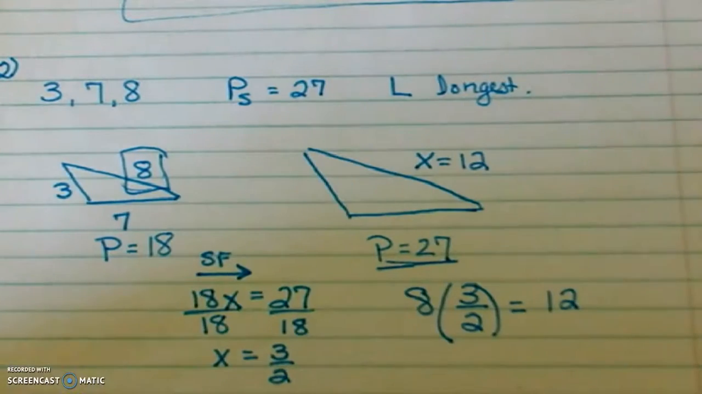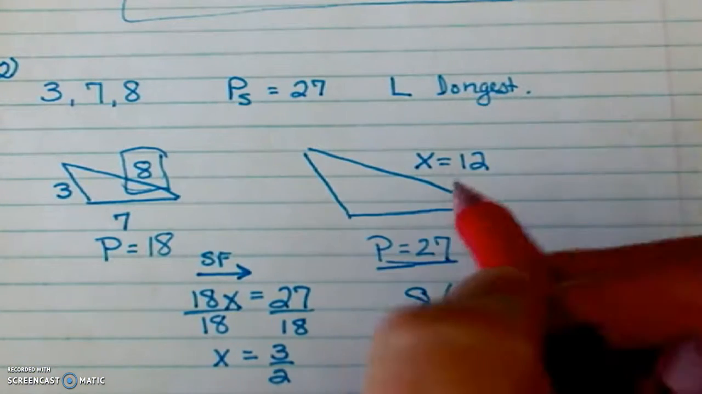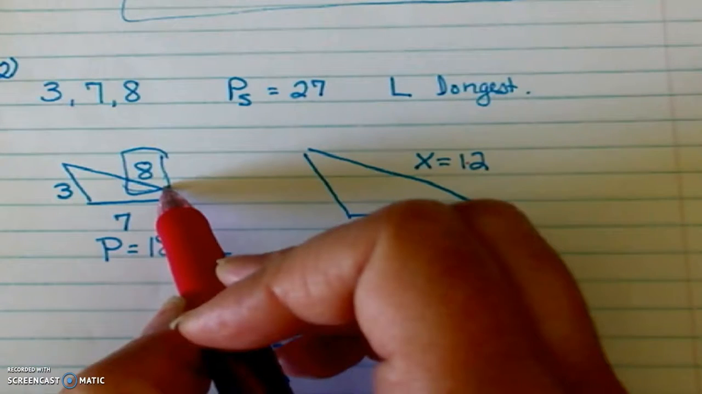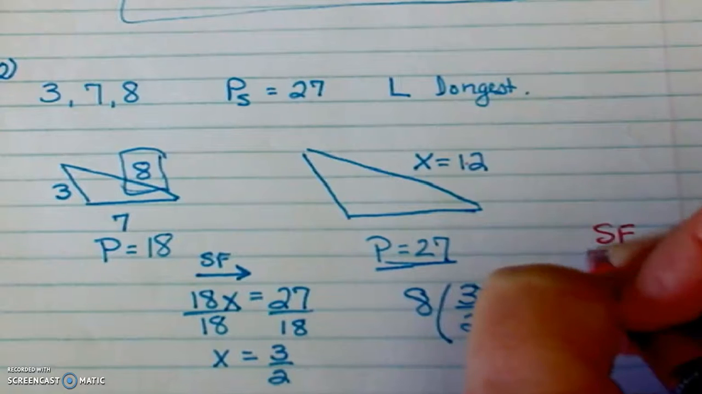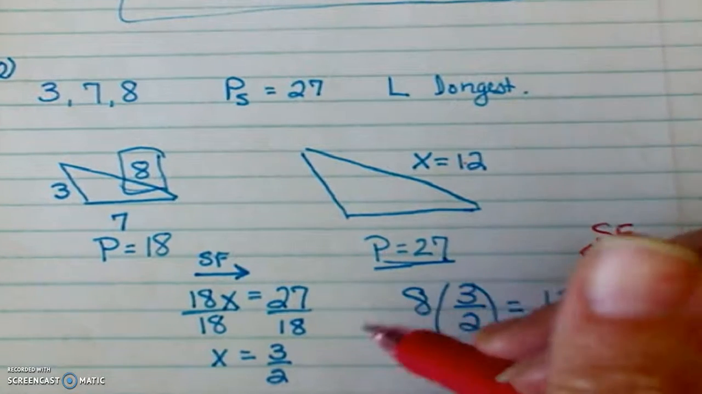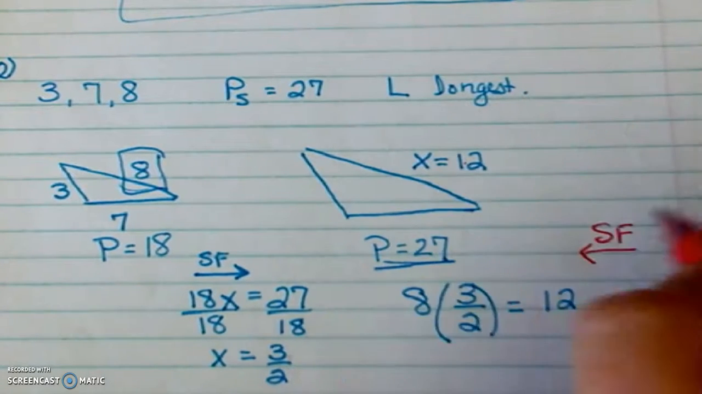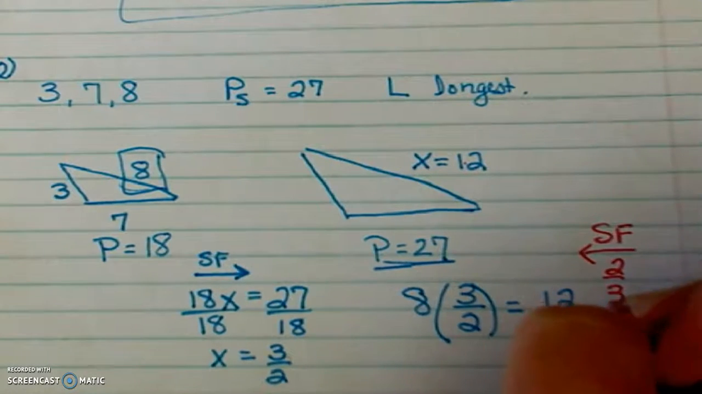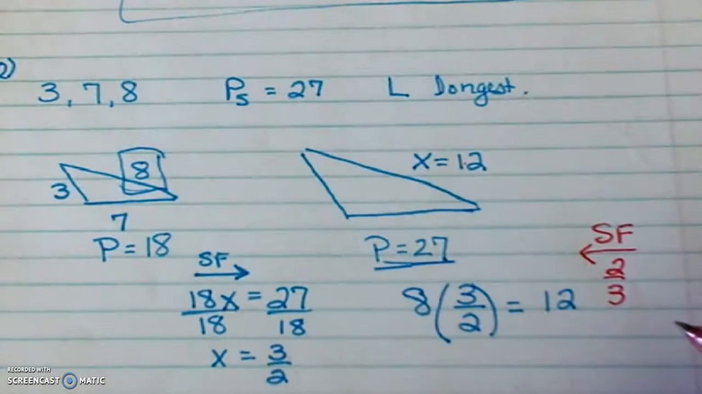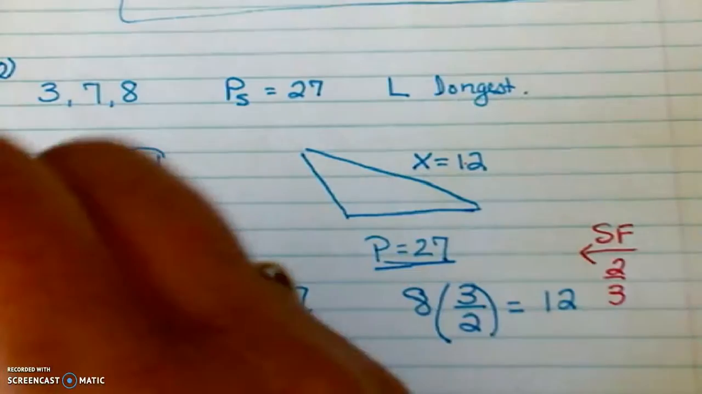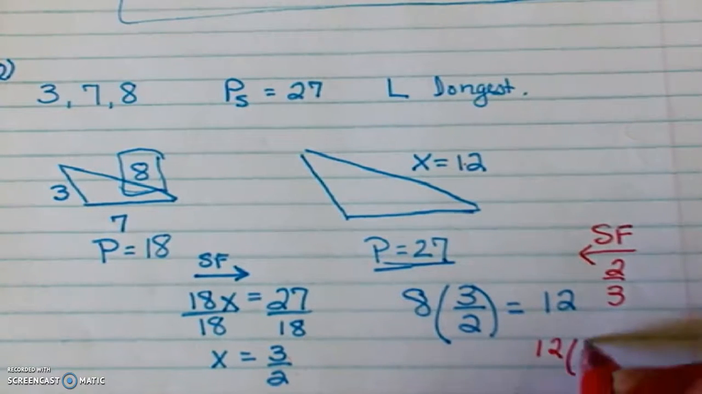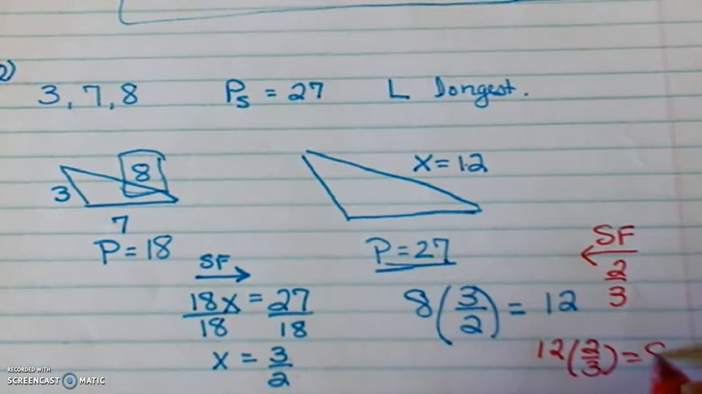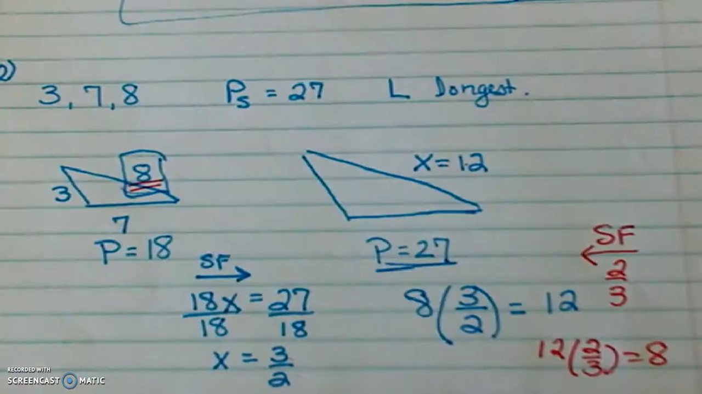Now keep in mind the scale factor going the other way. I don't take 12 times 3/2 to get 8. So what you need to keep in mind is the scale factor going in the opposite direction will be the reciprocal of this value. So the scale factor going in the opposite direction would be 2/3. Very seldom would you use that, but just keep in mind which direction you are going. Is it going to get larger or is it going to get smaller? If you were to take 12 times 2/3, you get 8, which is this corresponding value right here.